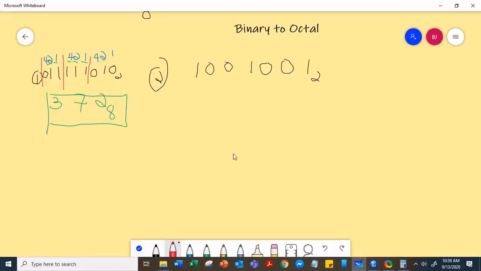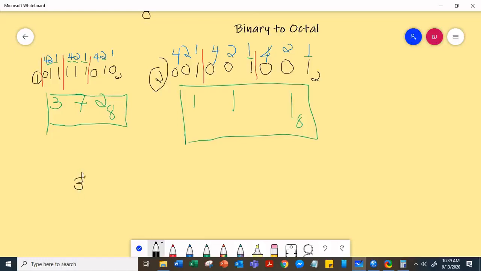From the right, group the bits by 3s. This is only 1 bit, so I add 2 zeros here. Put 1, 2, 4 on each of the bits. Then we add those that have 1s on them. So 1 on the 1, just 1. Another 1 here, and another 1 here. So that means the answer is 111 base 8.